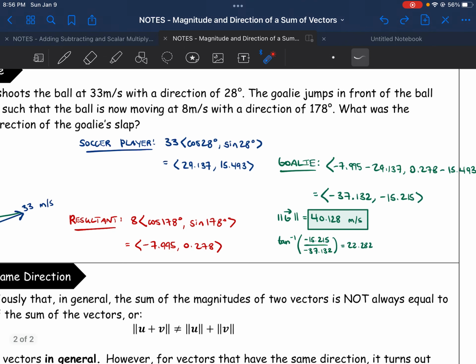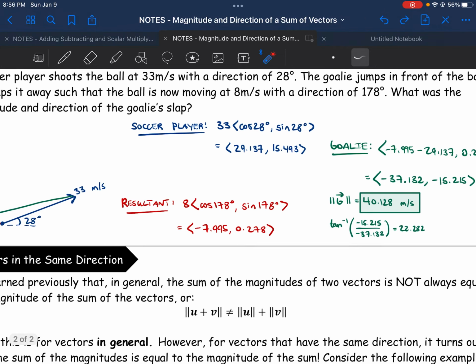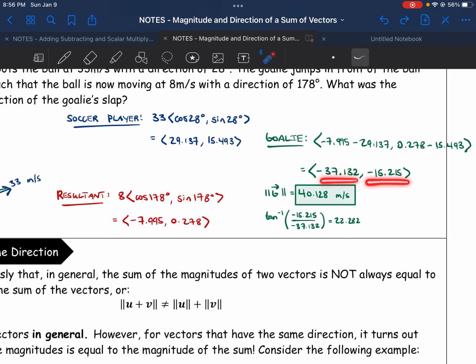Now here's where we have to use a little bit of knowledge about our resultant vector, or about our goalie vector, rather. Look at the goalie vector's vector components. Negative, negative, 22.282 degrees. That's a first quadrant direction.